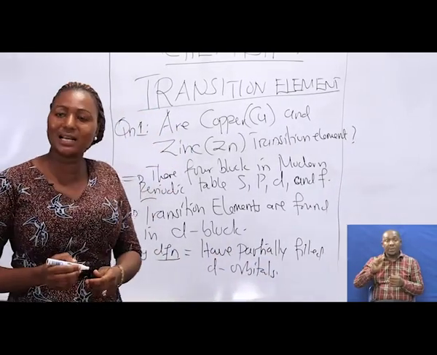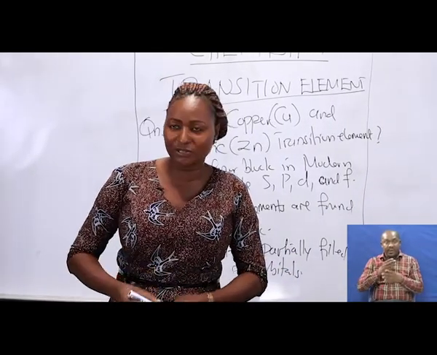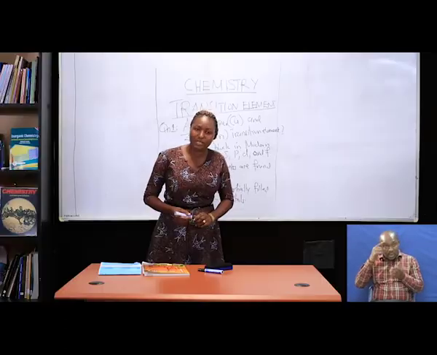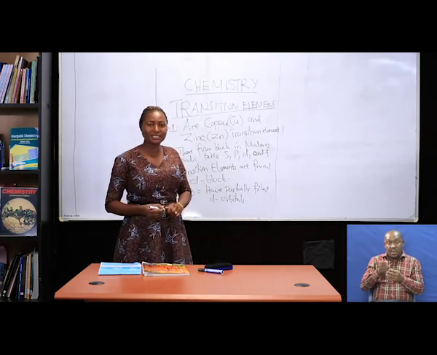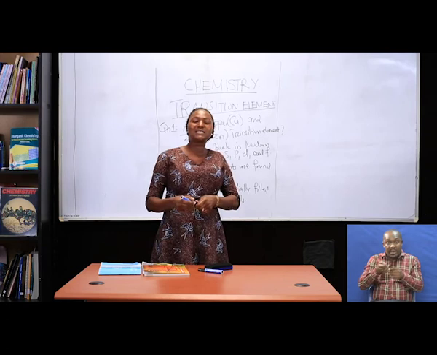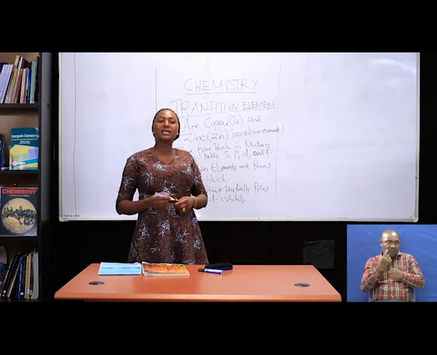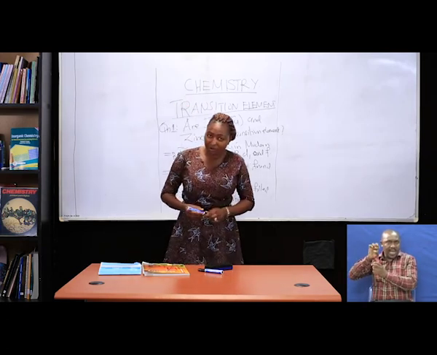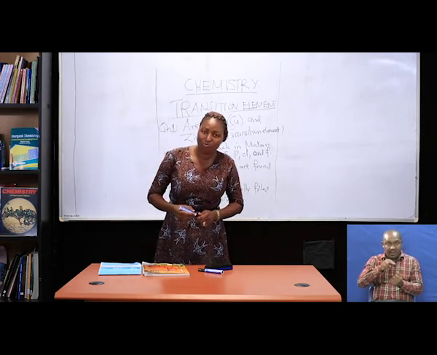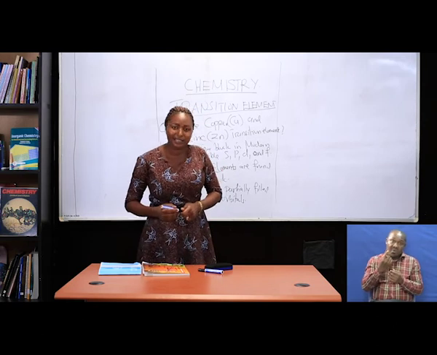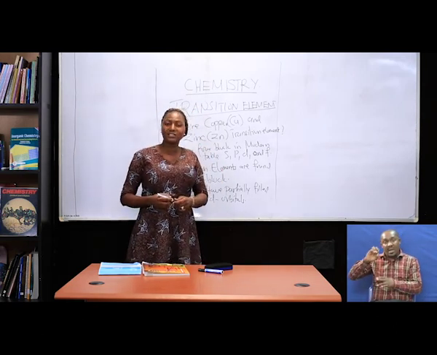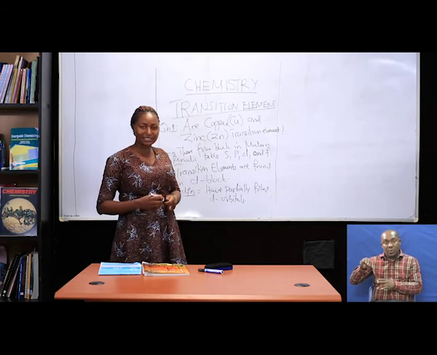What does it mean when I say partially filled D orbital? This means that for an element to be called a transition element, it must have at least one electron in the D orbital, or form ions which have 1 to 9 electrons in the D orbital. So that is the definition of a transition element.